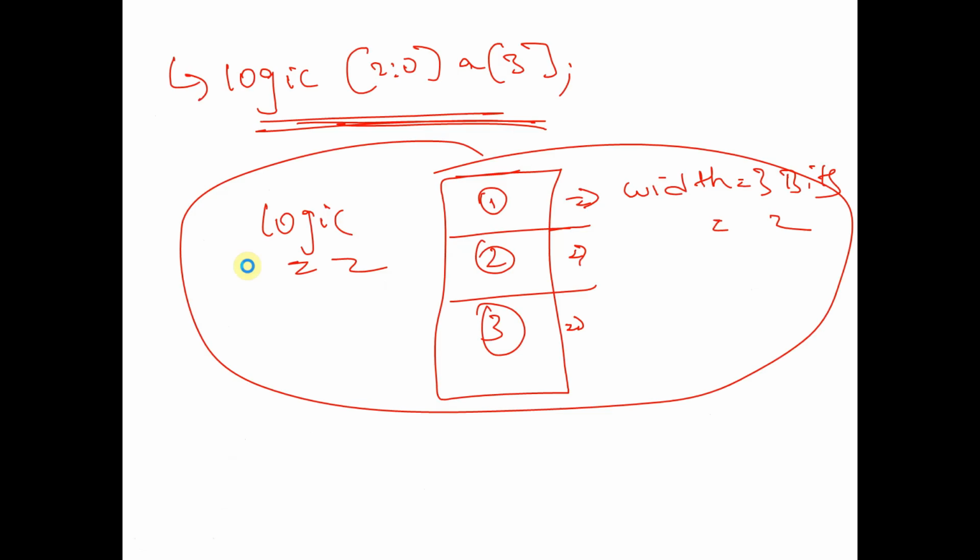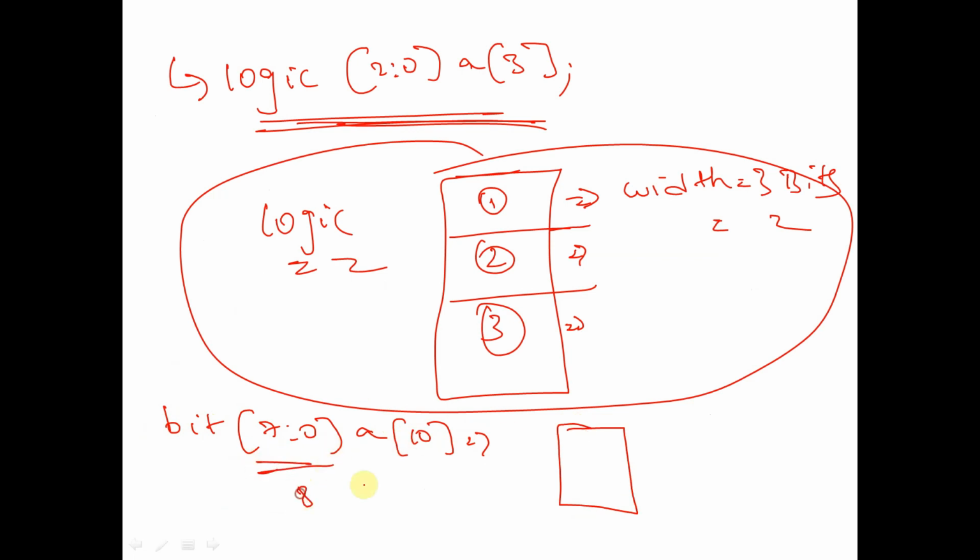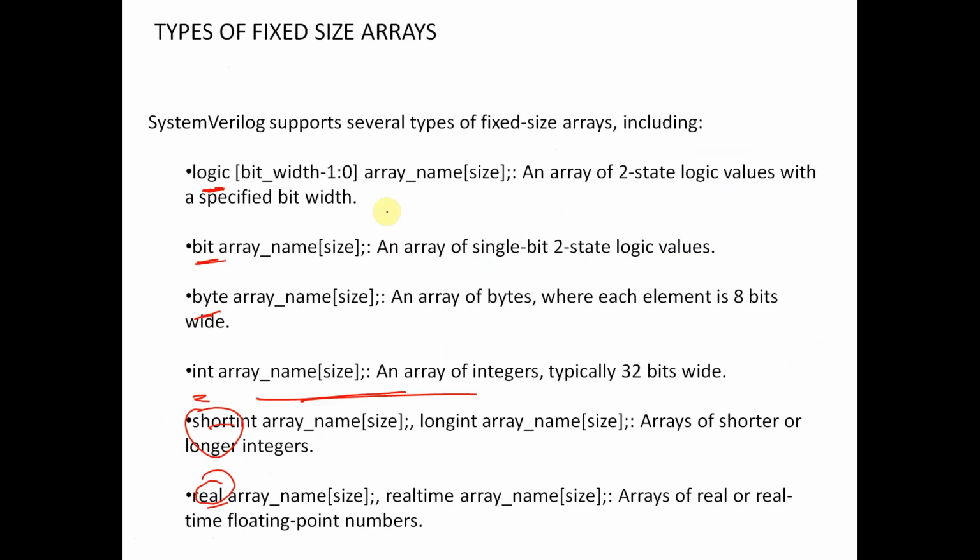And we can also take bit 7 down to 0, a of 10. So we have 10 locations and each location is of 8-bit width, and the data type of this is bit. So this is how we declare the arrays.